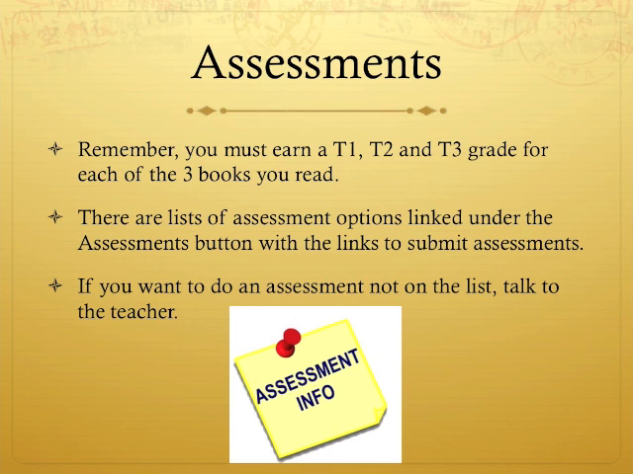So remember that for each book that you read, and we're going to read 3 of our own individual books total, for each book that you read, you want to earn a grade for each of our 3 learning targets. So you want to earn a T1, a T2, and a T3 grade. The way that you can do that is going to depend on which assessments you choose. Some assessments just assess one target, just a T1 assessment, or just a T2 assessment, or just a T3 assessment.